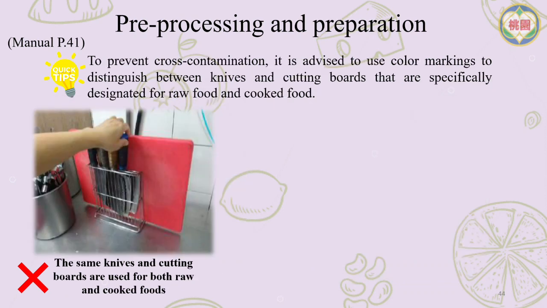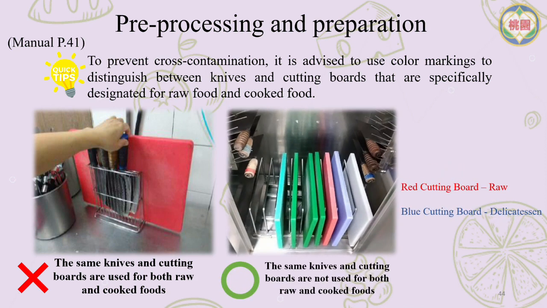Another common mistake, as shown in the picture on the left, is that knives and cutting boards are not distinguished between raw and cooked foods. Knives and chopping boards should be specially designated for raw and cooked foods. To prevent cross-contamination, it is advised to use color markings to distinguish between knives and cutting boards that are specifically designated for raw and cooked foods.